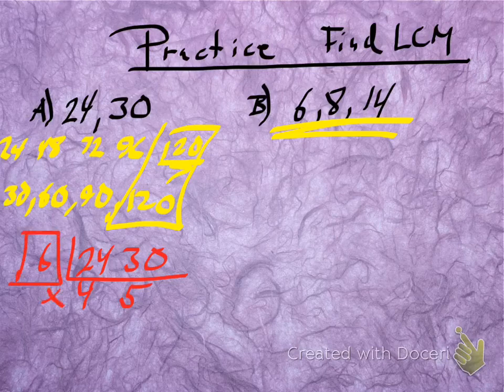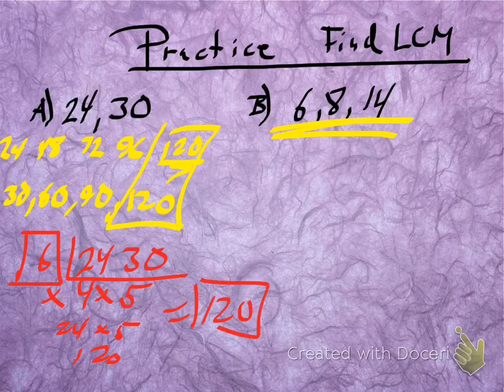Now multiply 6 times 4 times 5. 6 times 4 is 24, times 5 is 120, and boom. The LCM: if I multiply the 6 times the 4 times the 5, go straight across, so the GCF, 6, times the 2 remainders, sure enough I get 120.